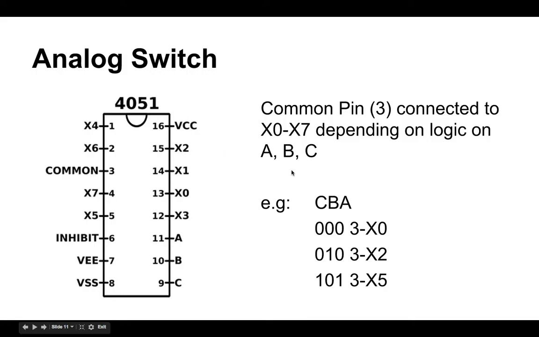So for example, C is our most significant bit, A is our least significant bit. If we don't send any of them anything, 3 will be connected to X0. If we put a voltage on B, now we have a binary 2, it will connect this to X2. If we put a signal on C and A, now we have a binary 5, 3 gets connected to X5, right? So it's switching pin 3 depending on the logic on A, B, and C.